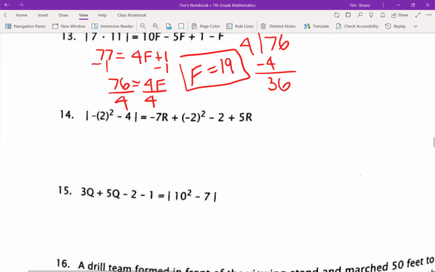Okay, number 14. On the left side, we got -2 squared minus 4 in the absolute value brackets. So first we're going to do the 2 squared, which is 4. Okay, it has that negative on the outside, so technically it would be -4 minus 4, which is a -8, but absolute value means it's going to be a positive 8. Okay, on the right side, we got -7r plus 5r is -2r. And then we got -2 squared, which becomes a positive 4. 4 minus 2 is a positive 2. Okay, I'm going to subtract 2, subtract 2. 6 equals -2r, divided by -2, divided by -2. R equals -3.